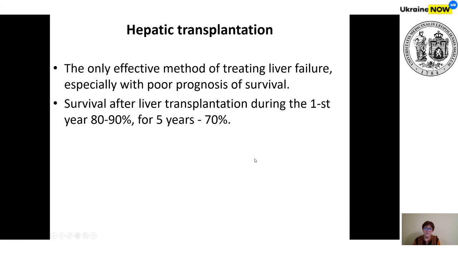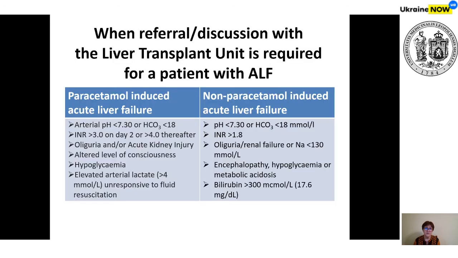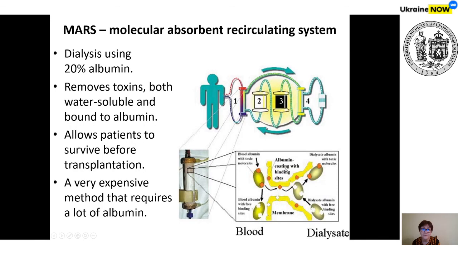Survival after the liver transplantation during the first year reached 90%, and during the 5 years, 70%. These are the British recommendations for referral or discussion with the liver transplant unit when the patient needs transplantation. Separate scales for paracetamol-induced acute liver failure and non-paracetamol-induced acute liver failure.